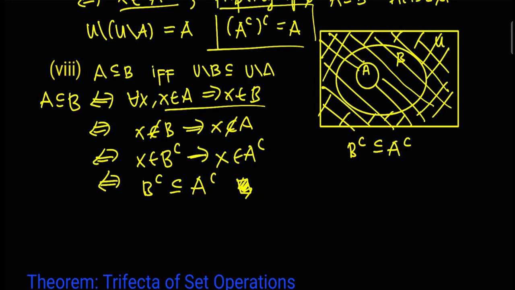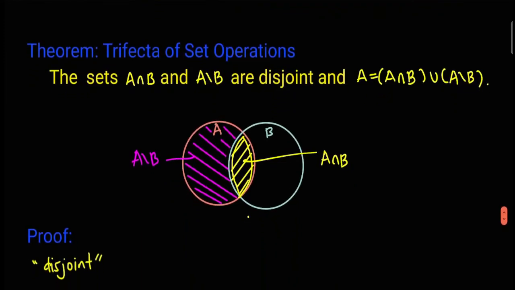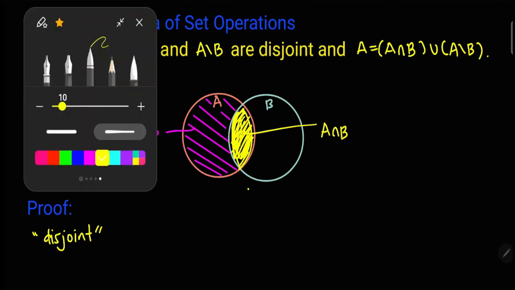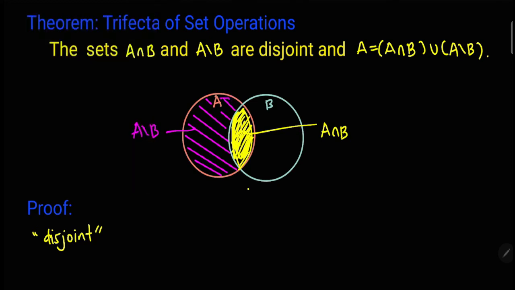Now, what if the operation involves the other operations, union and intersection? So, what is the rule when those three operations are involved? Okay. So, this theorem, I will call the trifecta of set operations. I'm calling it trifecta because this includes all three operations. So the theorem is as follows. You have A intersection B, which is this one. You have A except B. So A except B is anything in A, so this one.